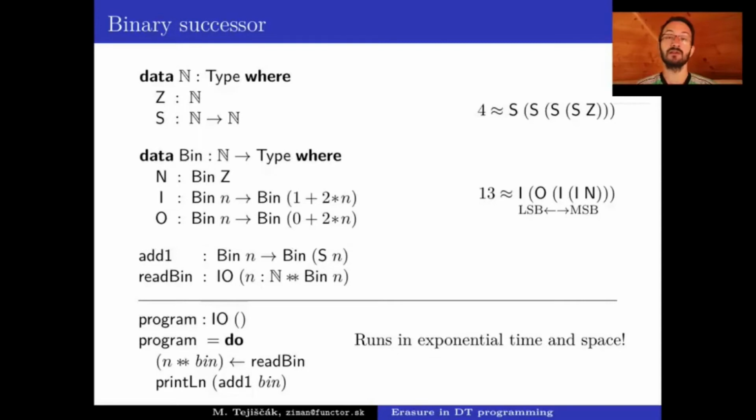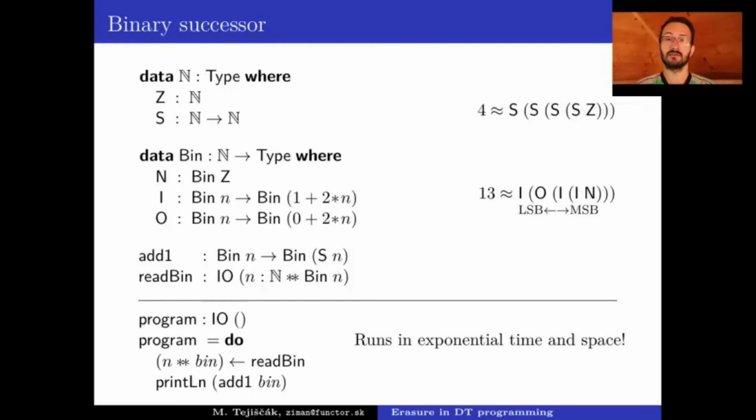For example, here's a program that reads a binary number from the input, adds 1 to it and prints the result out, where the type of binary numbers is indexed by its unary representation, which is easier to reason about, which allows us to give the function add1 a type that guarantees that add1 indeed computes the successor of the given binary number.